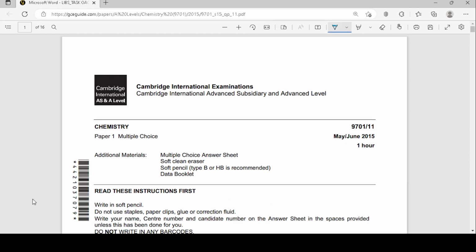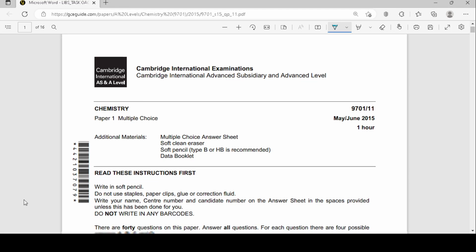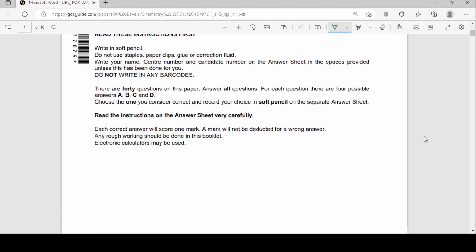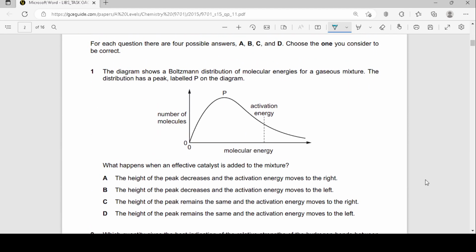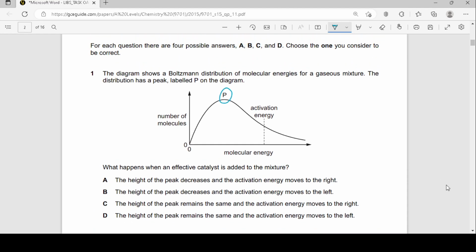Today I'm doing 9701 May June 2015, paper 11 of chemistry, AS level. Okay, so let's start. Question number one. The diagram shows a Boltzmann distribution of molecular energies for a gaseous mixture. The distribution has a peak labeled P on the diagram. Okay, so this is your peak. What happens when an effective catalyst is added to the mixture?